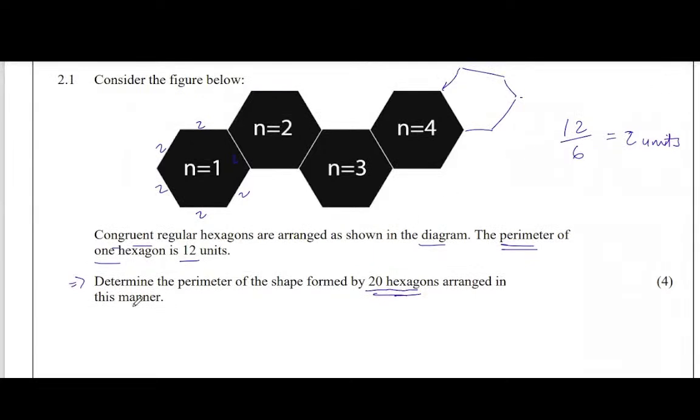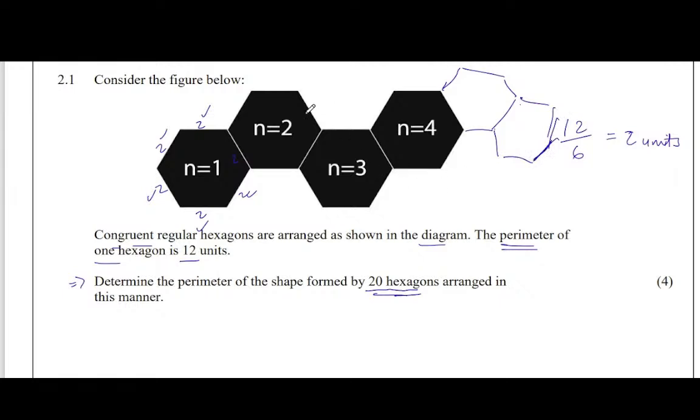So if I look at the first hexagon, I'm having 1, 2, 3, 4, 5 sides that are independent. And then there's one side that is being shared. So if that is the case, even the last hexagon is going to be more or less the same thing, because it will be just attached to one of the hexagons. So one side of it has to be shared.